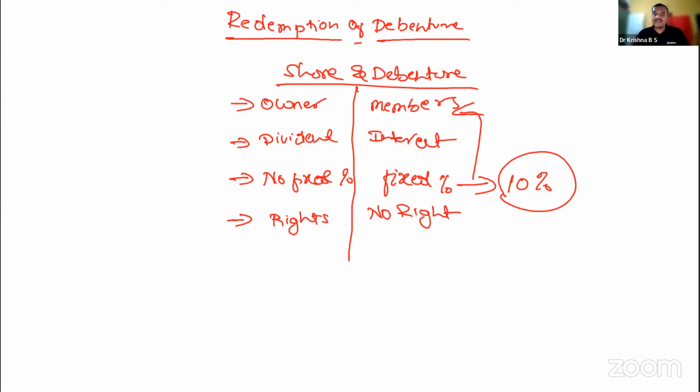Can you vote in the meeting? No. Why, sir? Here, if you are a shareholder, I am the owner. If something goes wrong, I can question, boss, do it properly. Invest in the right place, because depending upon the profit of the company, I will get my interest or dividend, because I want to know what's happening.